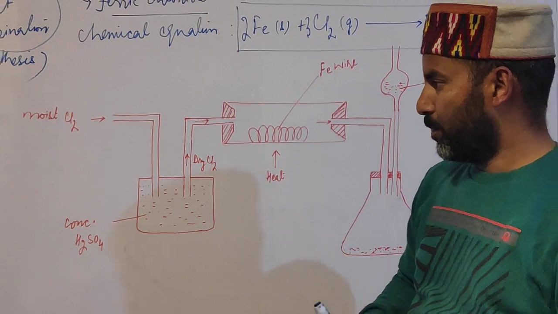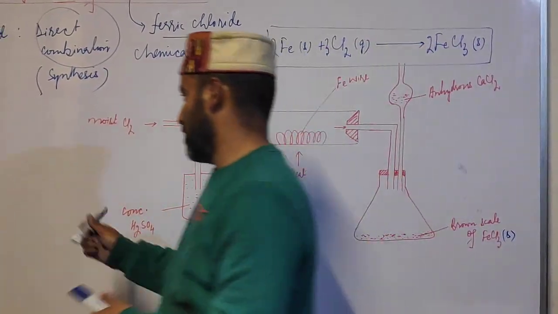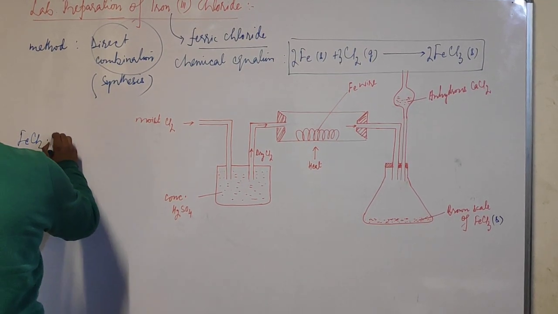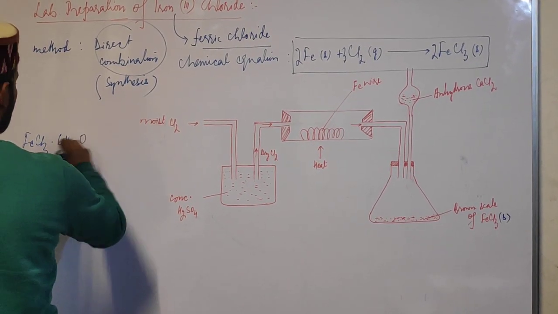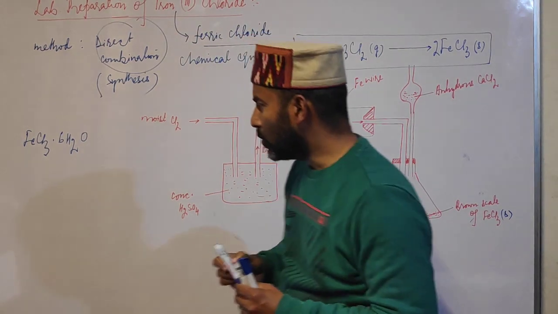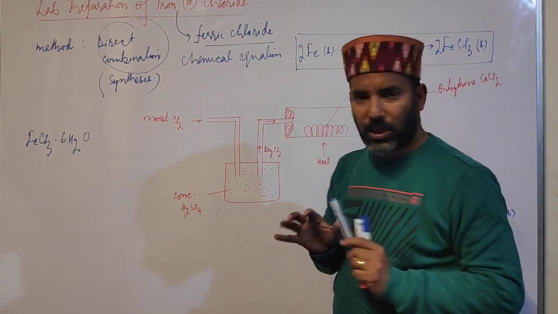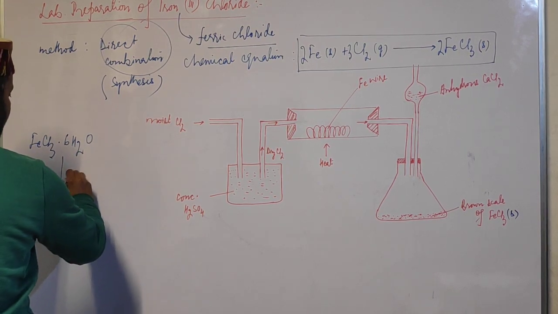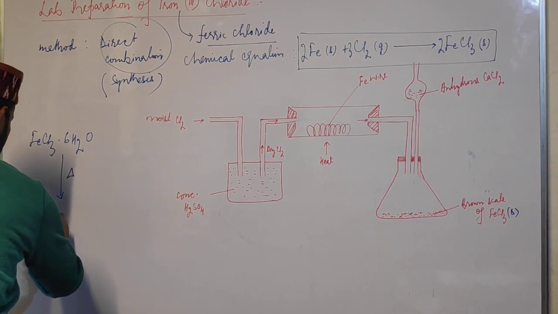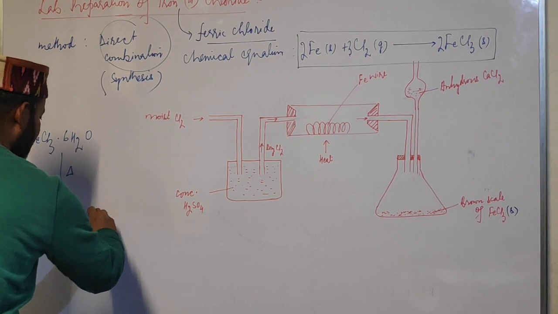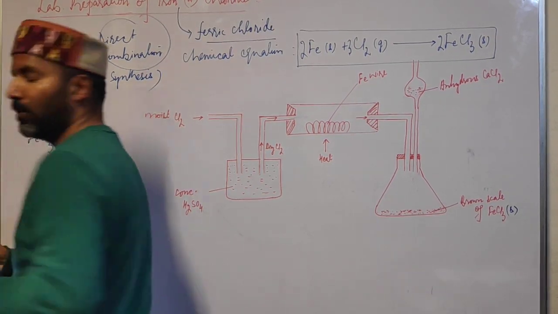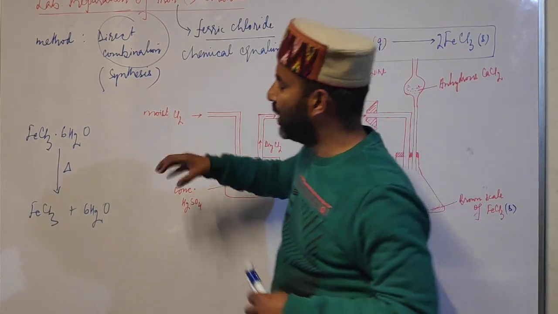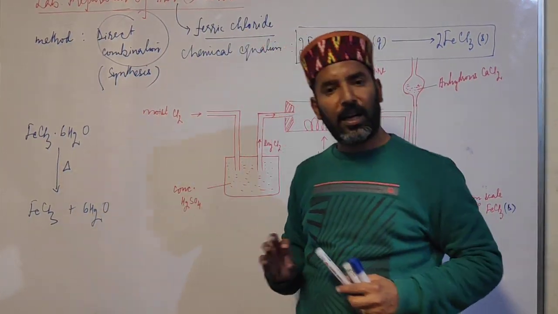Now students, ferric chloride, since it is deliquescent, absorbs moisture and becomes hydrated. So one technique could have been that we heat this hydrated ferric chloride, so the moisture goes away and you will get ferric chloride. Theoretically it seemed that we could make ferric chloride directly from hydrated ferric chloride.